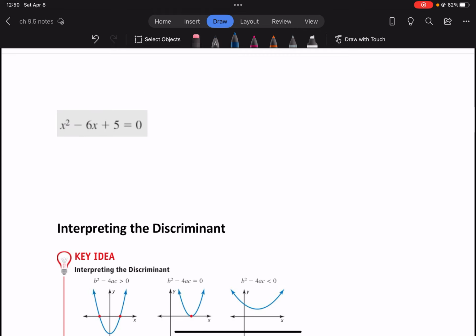I have got a equals 1 because that's on the x squared. B, negative 6. C is 5. So I'll go ahead and do b squared minus 4ac first. So b squared, that's negative 6 squared minus 4 times a, which is 1, times c, which is 5.